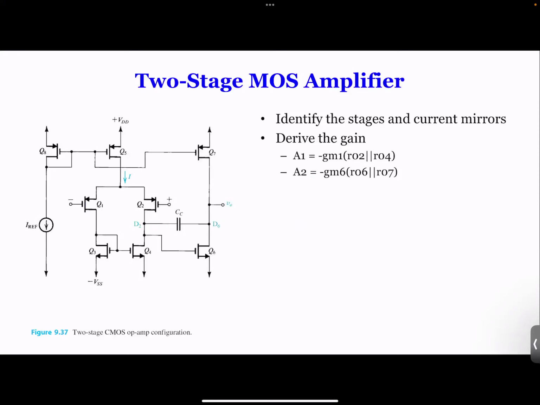So let's start with this two-stage MOSFET amplifier. Of course, the first most important step is to identify in the circuit which transistors are composing the actual amplifier and which transistors are the current source or current mirrors that provide the biasing for the circuit. So far we talk about this thing like MOSFETs, BJTs.